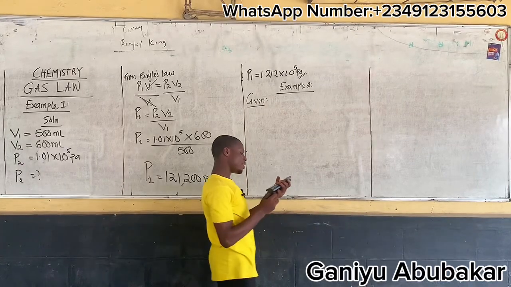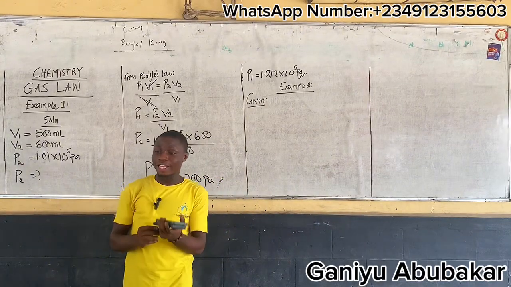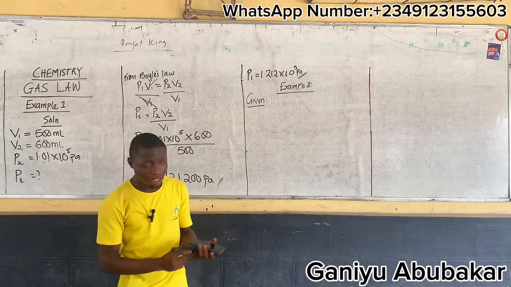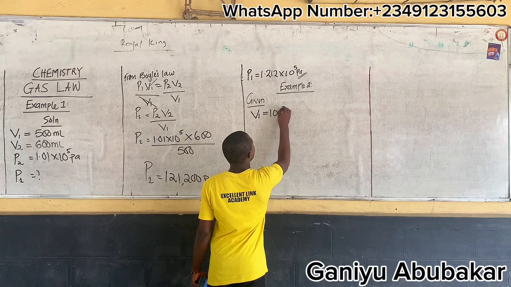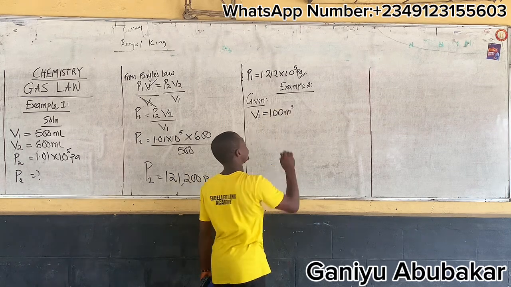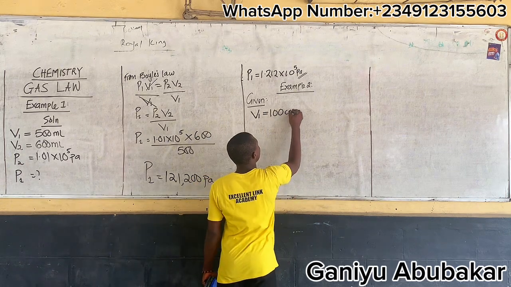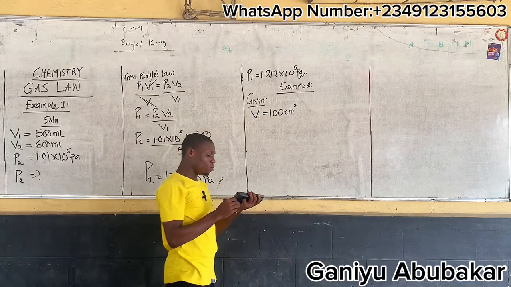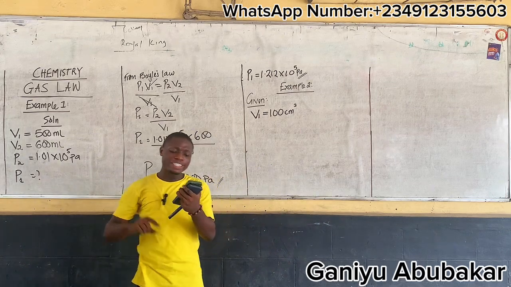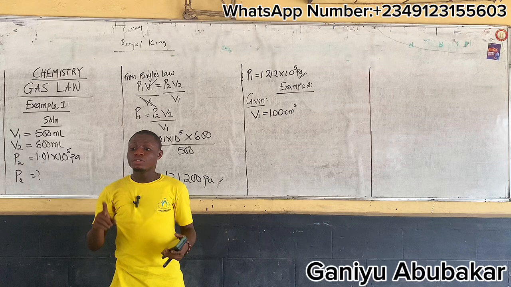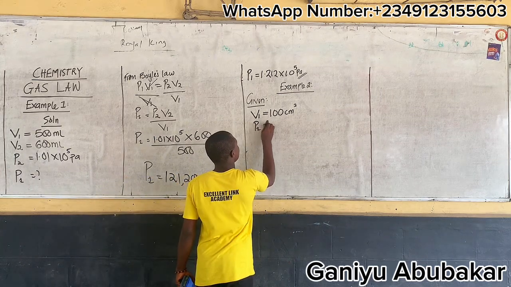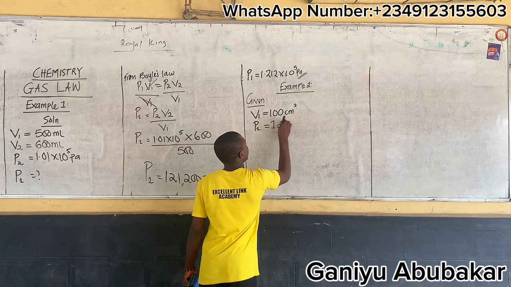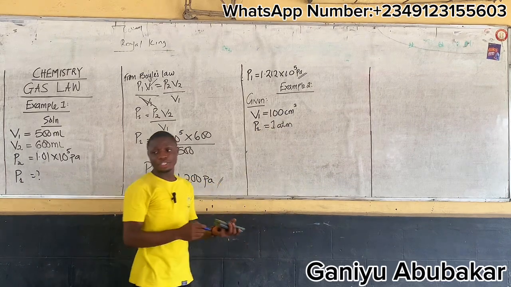In the question, it says 10 meter cube of gas. That's your first volume, V1. V1 is 100 centimeter cube of gas, no problem. The gas has a pressure of 1 atmosphere. That's your P1. P1 is 1 ATM, atmosphere, short form ATM.